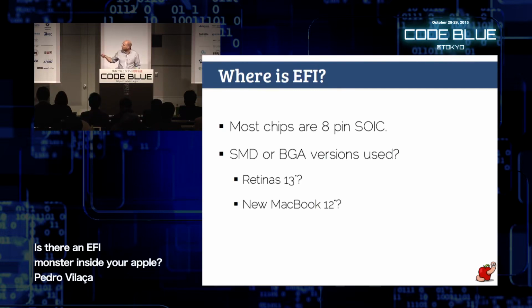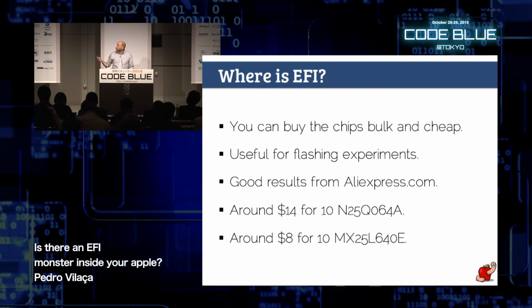And these are some of the models that I think are using SMD or BGA, because I don't have these computers, but I was seeing pictures and I cannot find the SOIC chip on those. If you want to do experiments, you can buy these from AliExpress. You probably have better access to electronics in Japan than I have in Portugal. But they are very easy to buy from there. They are cheap enough. So if you want to test your code, instead of going on the machine's chip, you can buy them and that's it.